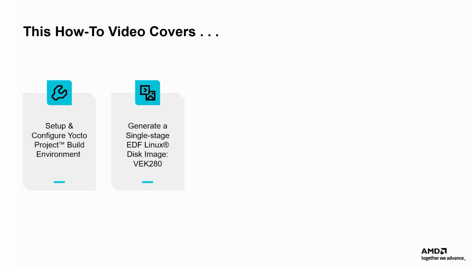This video begins by demonstrating the necessary steps required for setting up and configuring the Yocto project environment. Then, you will create a single-stage EDF Linux disk image for VEK280 board, which is based on the Versal AI Edge series. And you will also generate a multi-stage EDF Linux disk image, including the OSPI binary image required for VEK385 board, which is based on the Versal AI Edge series Gen 2.